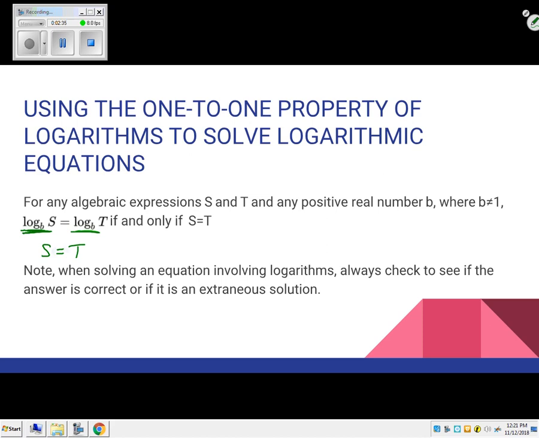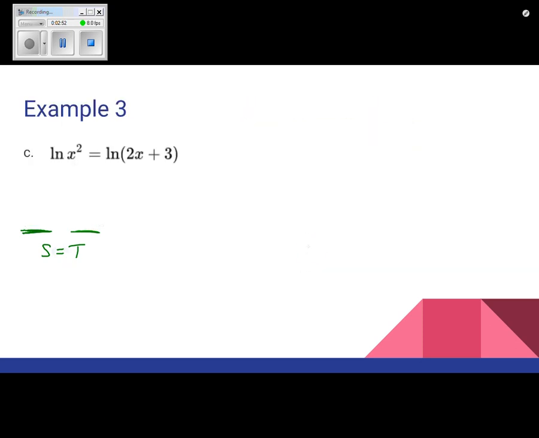Okay. Now, you want to make sure you're checking your solution like it says there. We do get the opportunity to have extraneous solutions, solutions that must be rejected because they do not satisfy the original equation. So make sure we're checking our answers to see if that makes sense. Okay. So I'll talk about that as we go through.